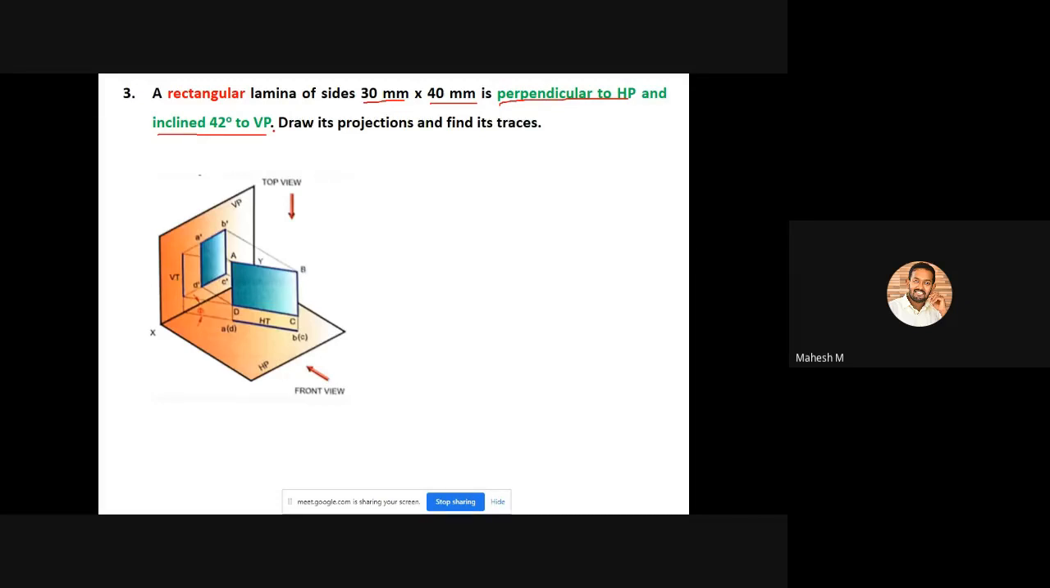So the condition is like this. We have to place this rectangular plane that should be inclined at 42 degree to the VP.